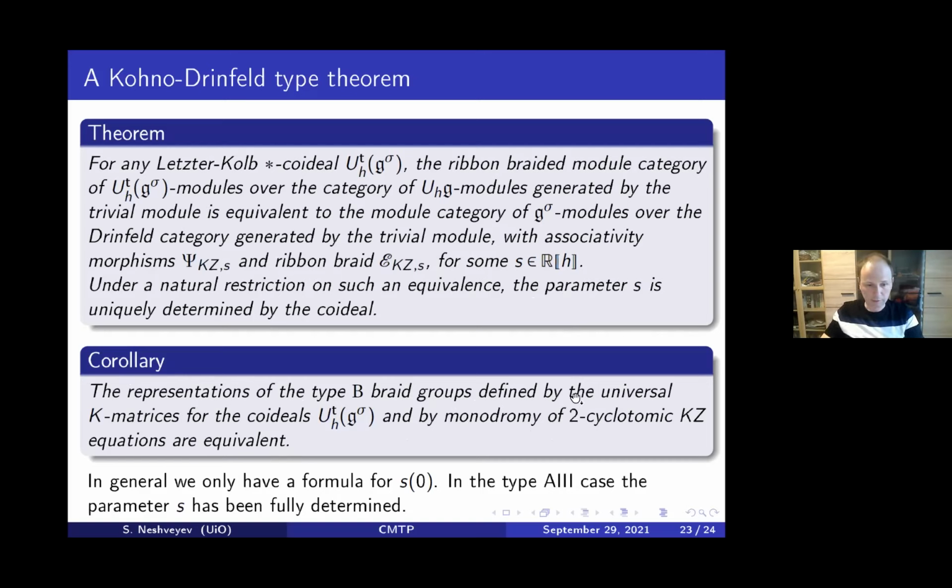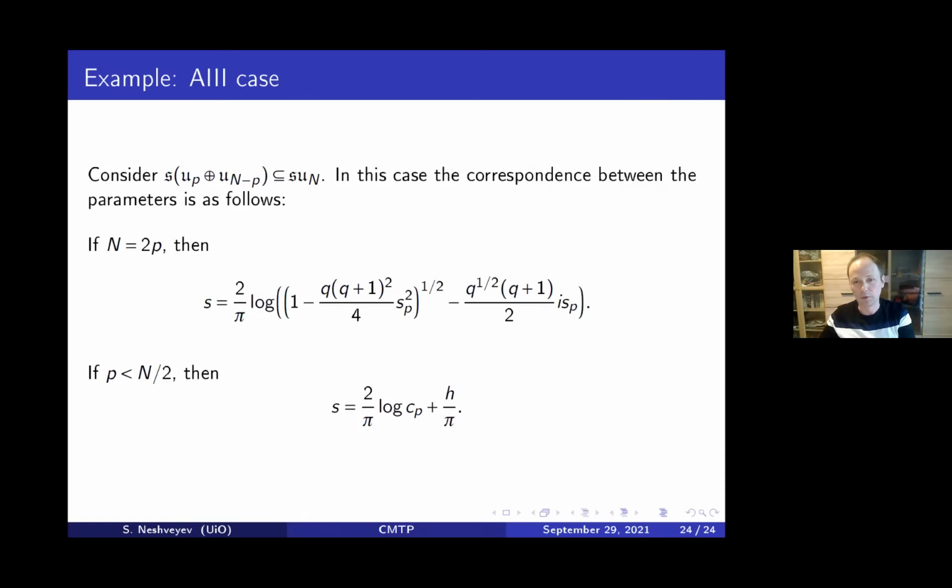So finally, let me say that we actually don't know an explicit formula for this S in terms of the parameters in general. We have only the initial term S0 for it. So it's more of an existence result, but the exact formula is not known. But in this maybe most studied, most interesting case, the AIII case, we do have a complete formula. So just to get a feeling what kind of formulas we're talking about, here is this result.